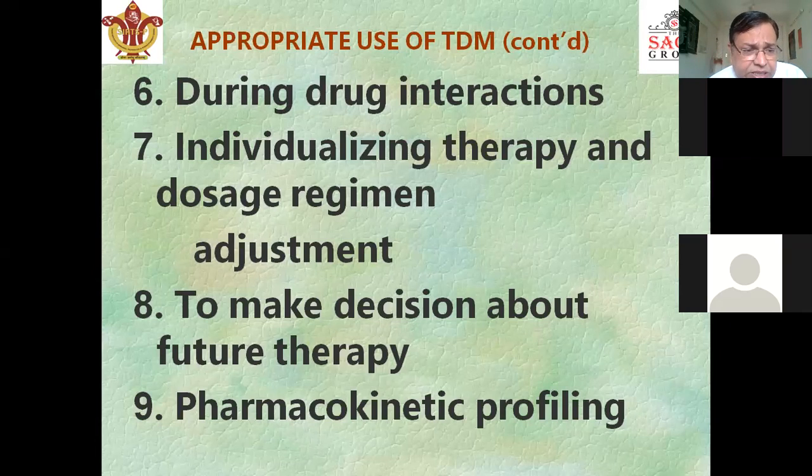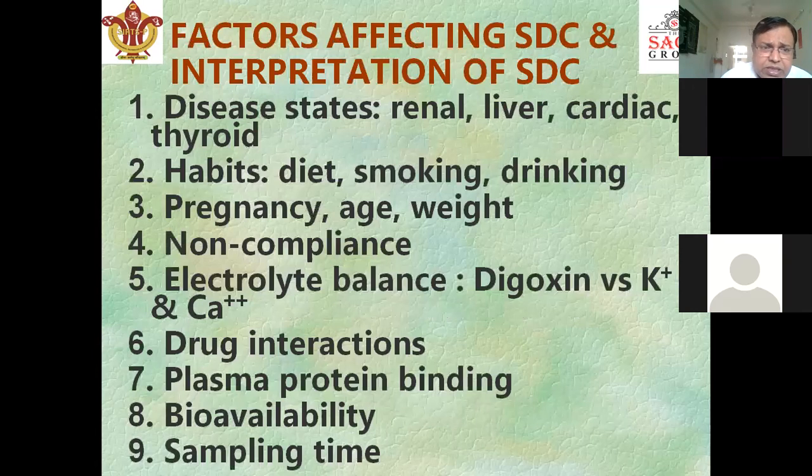Next is to make decisions about future therapy, and pharmacokinetic profiling of that particular drug also helps in this. Now, factors affecting serum drug concentration and interpretation of serum drug concentration are all important in TDM. So, disease state, renal, liver, cardiac, and thyroid condition are also responsible for the SDC. SDC is nothing but serum drug concentration.